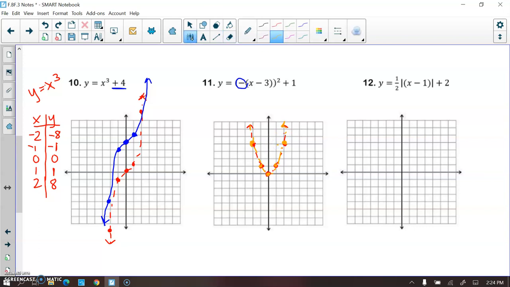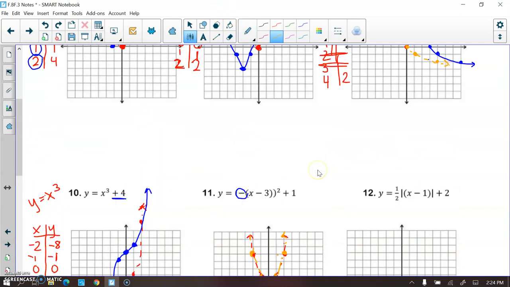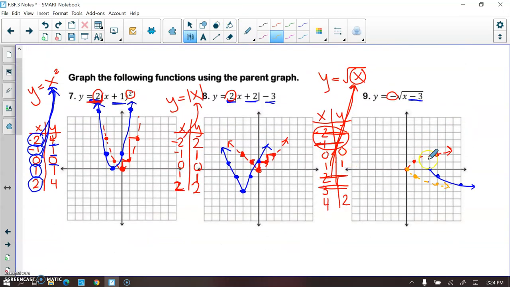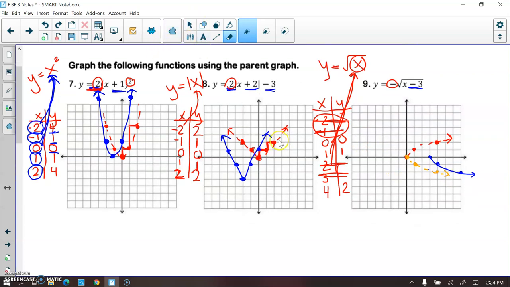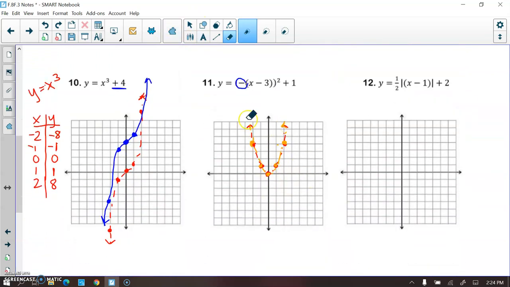Now that's not going to be the case with all graphs. For example, a square root graph, if I were to reflect this one over the y-axis, that would look something like this. Okay, so you got to be careful with these. It's not always going to be the same after you reflect it over the y-axis. It just happened to be the same with this one because this graph has symmetry.